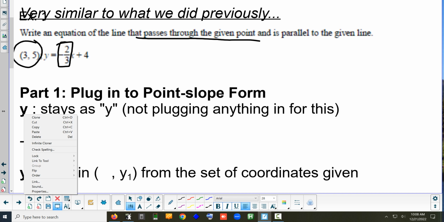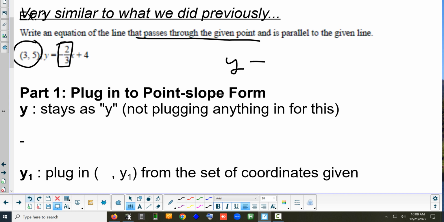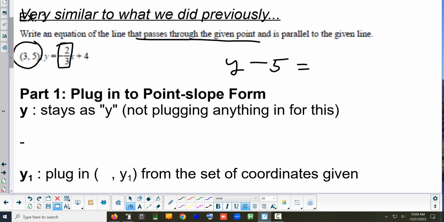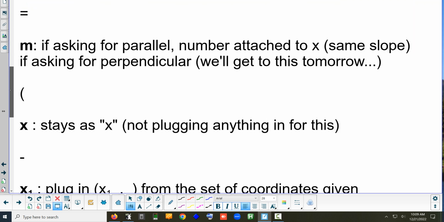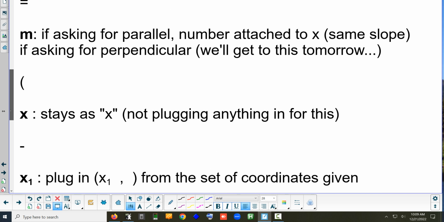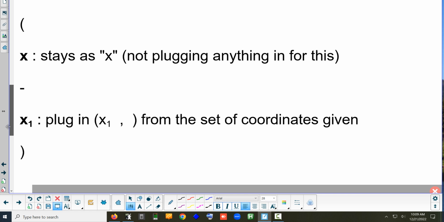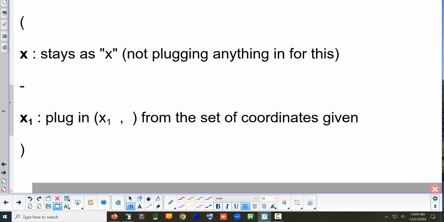Okay, so let's start with y. Y stays as y. Then we have the minus. What's y1 in this case? Yep. 5. It's the y value for the coordinate that they gave you. Then we put the equals. And then the next thing we need after equals is the m. What's the m in this case? Yep. Negative 2/3. Then put the parenthesis, put the x, put the minus, that all stays the same. And the last thing we need after the minus is the x1. What's the number before the comma? Yep. 3.